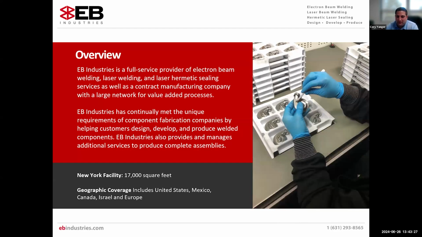Now that you've heard the differences between TIG welding and EB welding, I'm going to talk a little bit about our company and our capabilities. EB Industries is a full-service provider of electron beam welding and laser hermetic sealing services, as well as a contract manufacturing company with a large network for value-added processes. EB Industries has continually met the unique requirements of component fabrication companies by helping customers design, develop, and produce welded components. EB Industries also provides and manages additional services to produce complete assemblies.